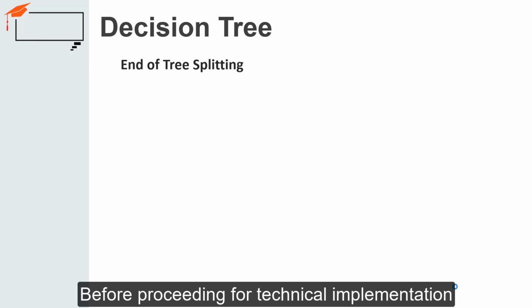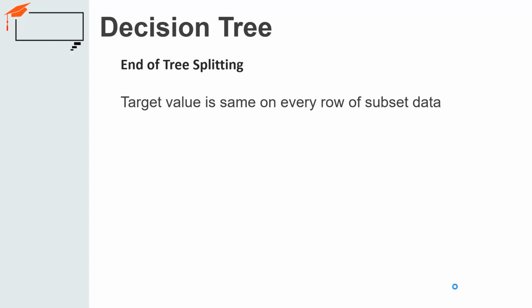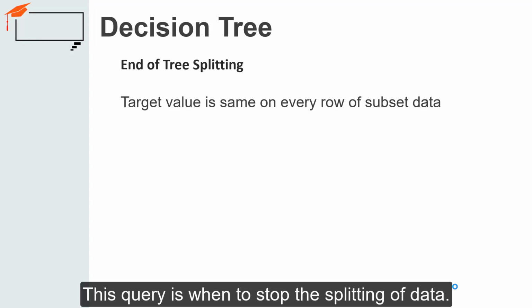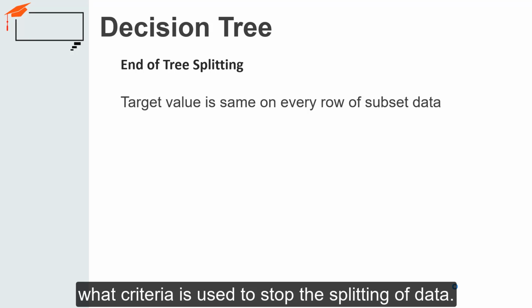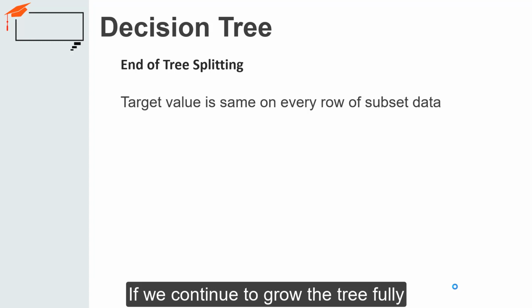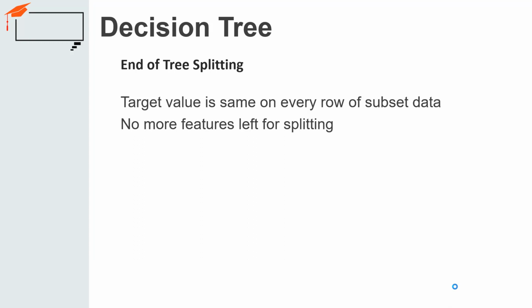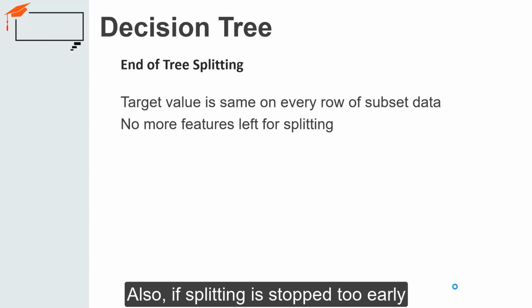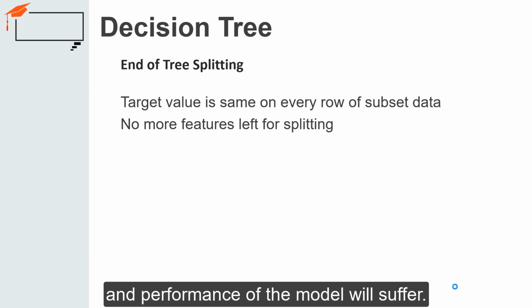Before proceeding for technical implementation, let's discuss one more important concept related to tree splitting. The query is when to stop the splitting of the data. One query that generally comes to the mind of decision tree developers is what criteria is used to stop the splitting of the data. If we continue to grow the tree fully until each leaf node corresponds to the lowest impurity, then the model would overfit. Also, if splitting is stopped too early, error on training data would not be sufficiently low and performance of the model will suffer.